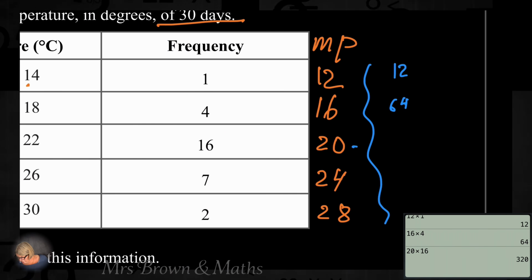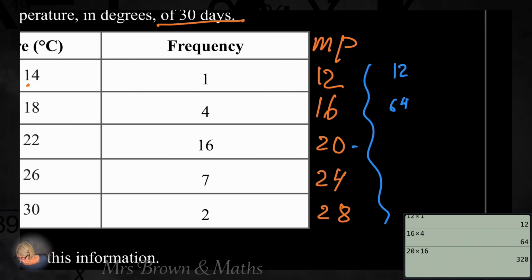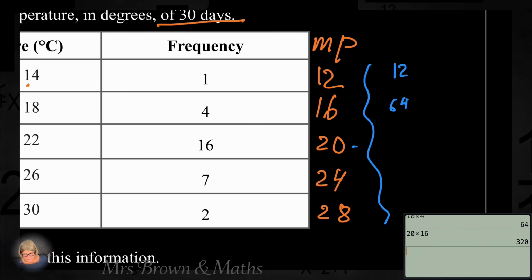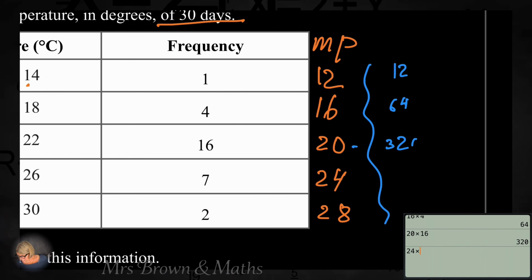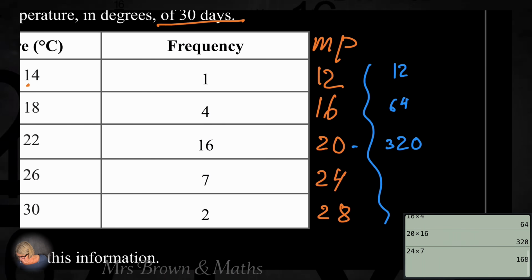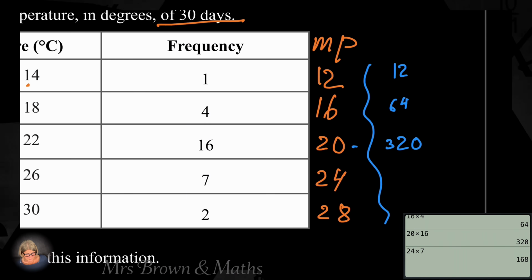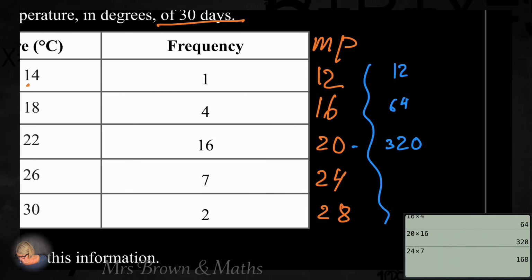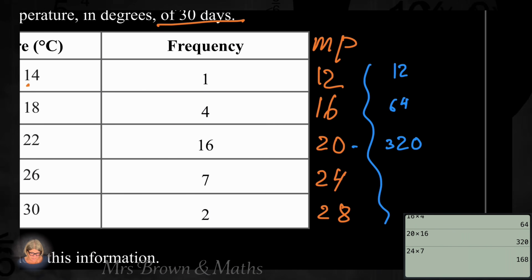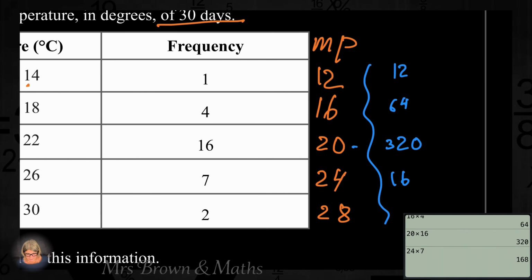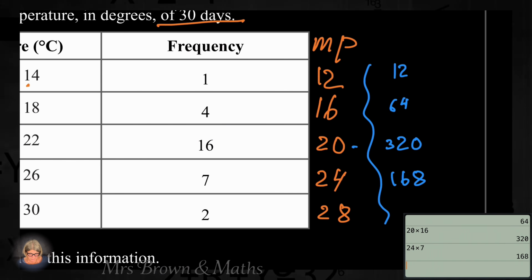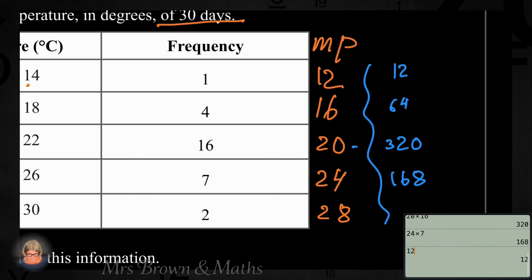20 times 16 is 320, and 24 times 7 is 168, and 28 times 2 is 56.